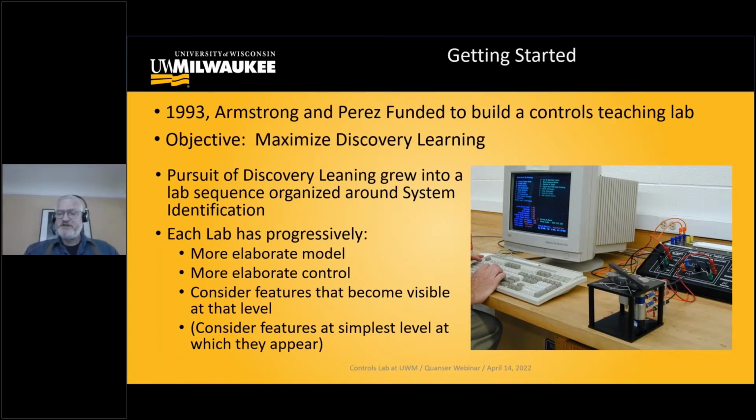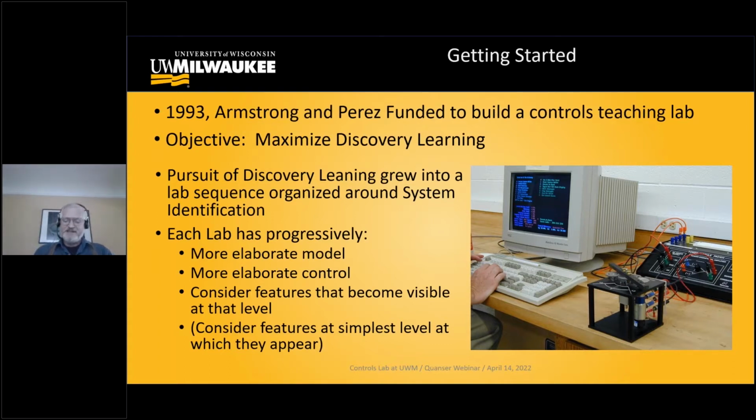We wanted to give the student as little prescriptive directions as possible, and to the extent possible, leave it up to the students to design the experiments they would do to reach objectives which were centered around system identification and corresponding controller design. So we developed a sequence of labs where each has a progressively more elaborate model than the preceding ones, and correspondingly, that more elaborate model of the plant allows the student then to do more elaborate control.